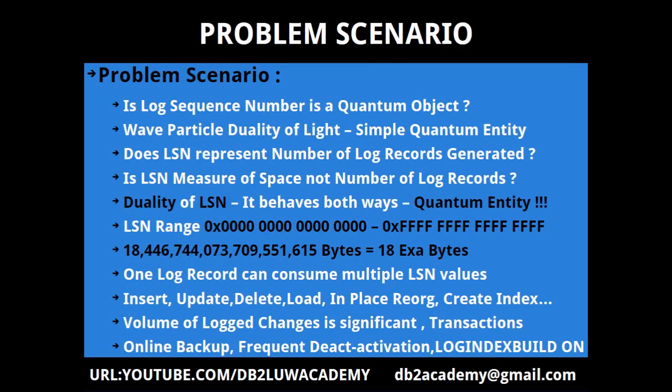This is the problem scenario. Here I'm going to show you an analogy between the log sequence number and a quantum object or quantum entity. So what is a simple quantum entity that we can think of? That is light. Around the 1920s, 30s, there was a revolution in the scientific community, a raging fire. This was like the foundation principles of quantum mechanics, called the wave particle duality of light.